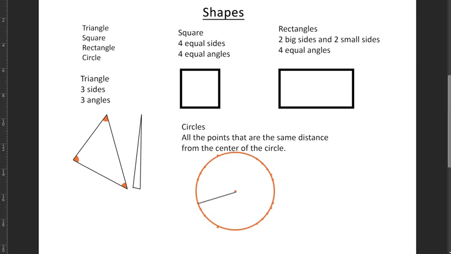So that'll be all for today. Tomorrow we'll be doing some exercises with these 4 shapes.